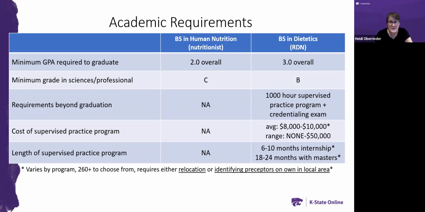Now, what you'll notice is the biggest difference between these two is what happens after graduation. The BS in Human Nutrition immediately graduates and they go find themselves a job, which is great. The dietitian still has a few steps to go. So they have to do what's called an internship, or you may hear it called supervised practice. You think of it as clinicals when you hear about nursing or doctors.